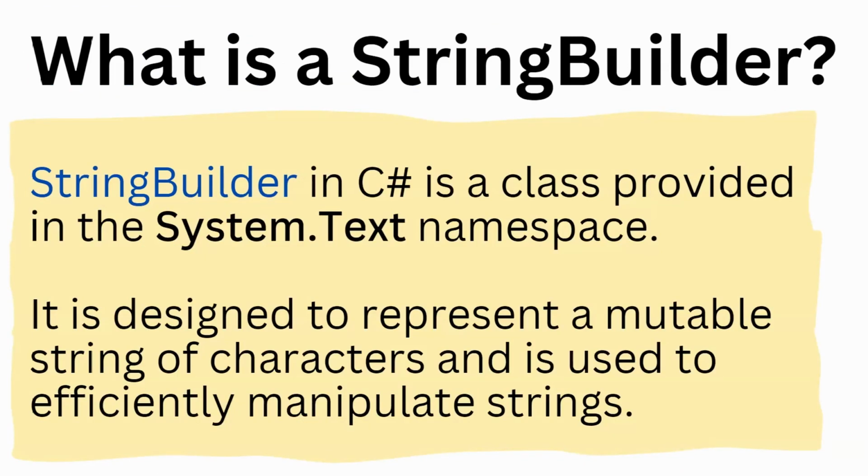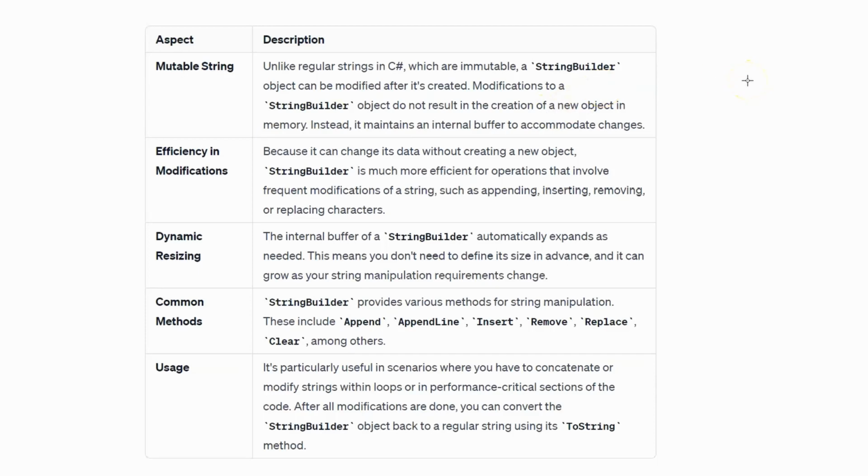What is StringBuilder in C#? StringBuilder in C# is a class which is found in the System.Text namespace, and it is designed to represent a mutable string of characters, and is also used to efficiently manipulate strings. Now, let's quickly go over the advantages offered by StringBuilder, and then we're going to go back to our code example. Here are some of the advantages of the StringBuilder.